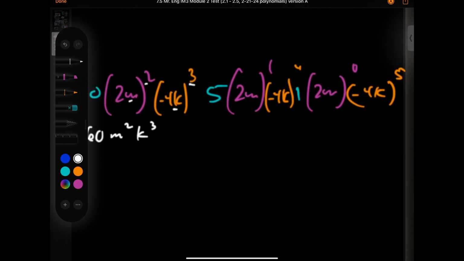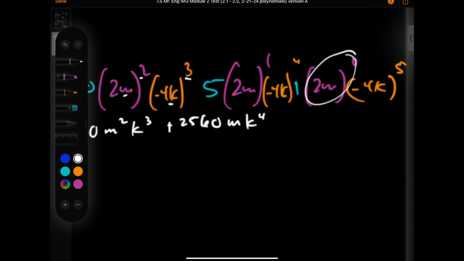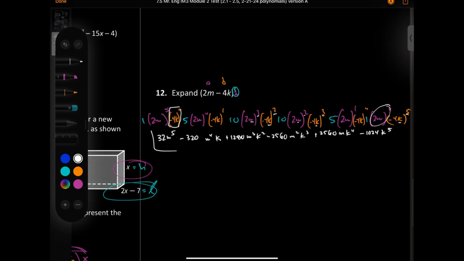Okay, negative 4 to the 4th power times 2 times 5, 2560 m to the 1st, k to the 4th. Alright, anything to the 0 power is 1, so I just have parentheses, negative 4, close the parentheses, to the 5th power. Negative 1024, k to the 5th. And the bottom one would be our answer.